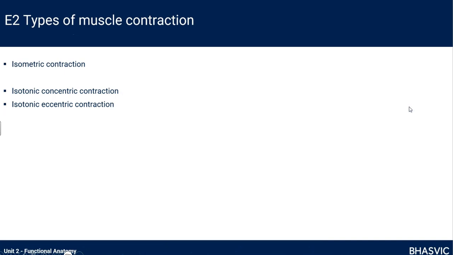So the specification requires you to know about these three types of muscle contraction: isometric, isotonic concentric, and isotonic eccentric contraction. So let's have a look at those one at a time.